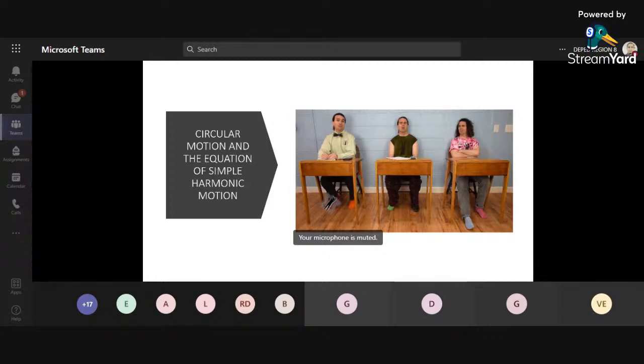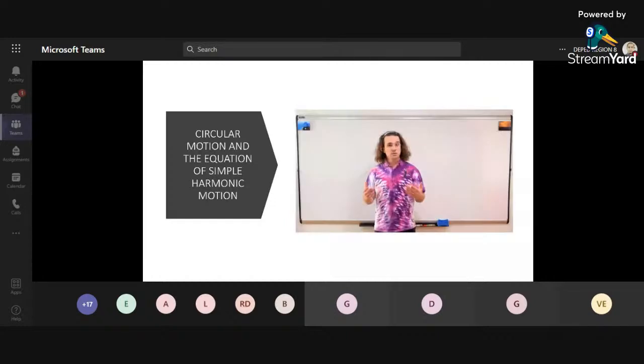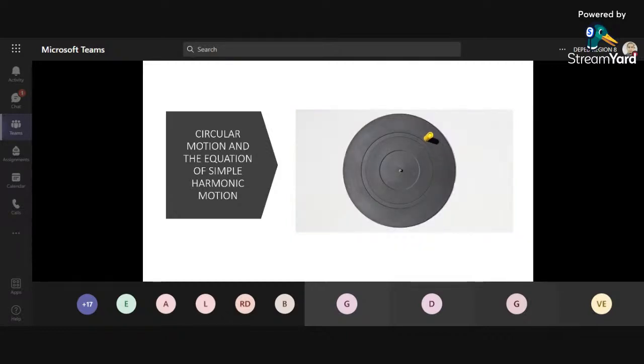In physics, circular motion, when viewed from the side, is simple harmonic motion. Let's take a look at this turntable of a record player. I've placed a yellow marker cap on it so we can observe the circular motion of the cap. Does everybody see that the cap is moving in circular motion? Now let me add a side view of the turntable and yellow marker cap. Do you see how the cap appears to move in simple harmonic motion?